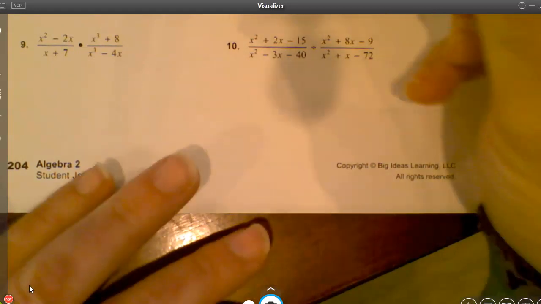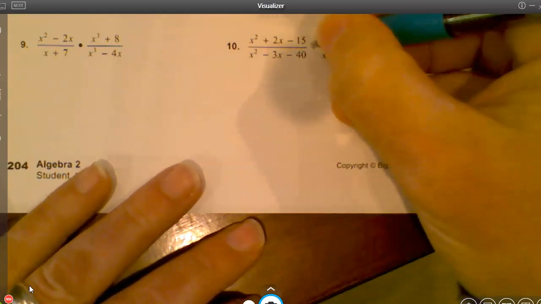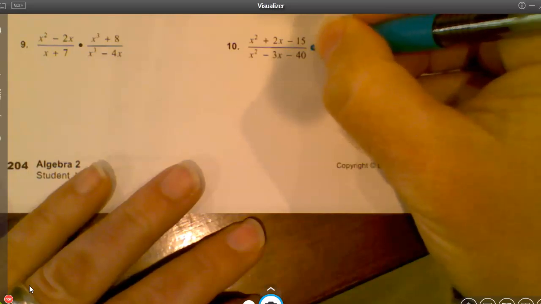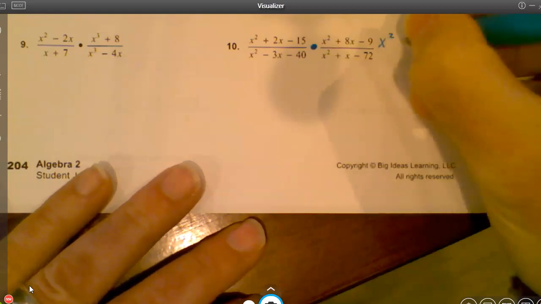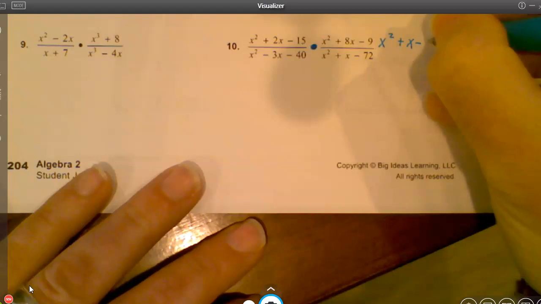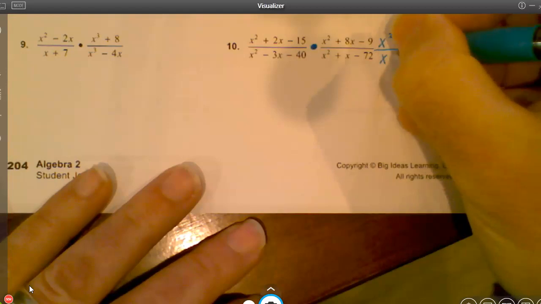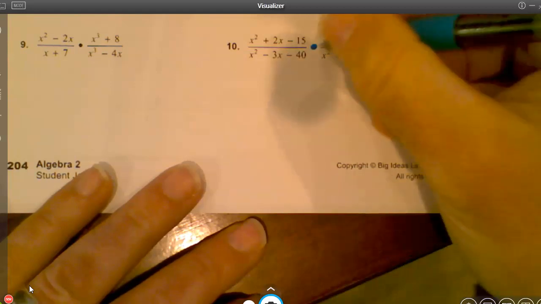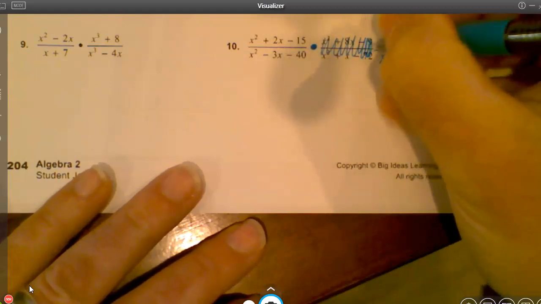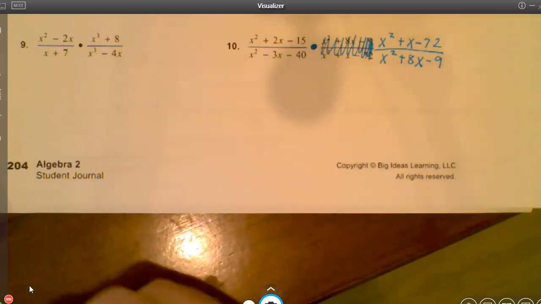So in this case, we'll just rewrite the whole thing here. So I'm going to change this to multiplication. And these guys are going to flip. So my x squared plus x minus 72 goes to the top. My x squared plus 8x minus 9 goes to the bottom. So this no longer exists. So again, that's what you're going to do every time you see a division sign. You simply multiply by the reciprocal instead, and it becomes exactly like the last problem that we just did.